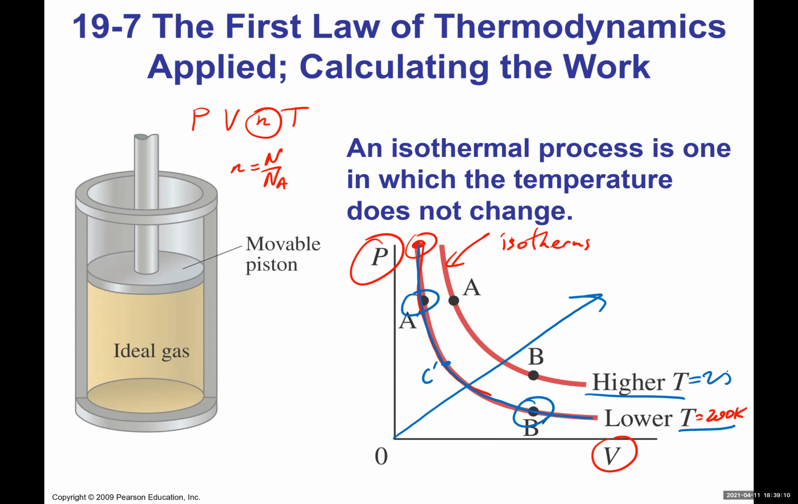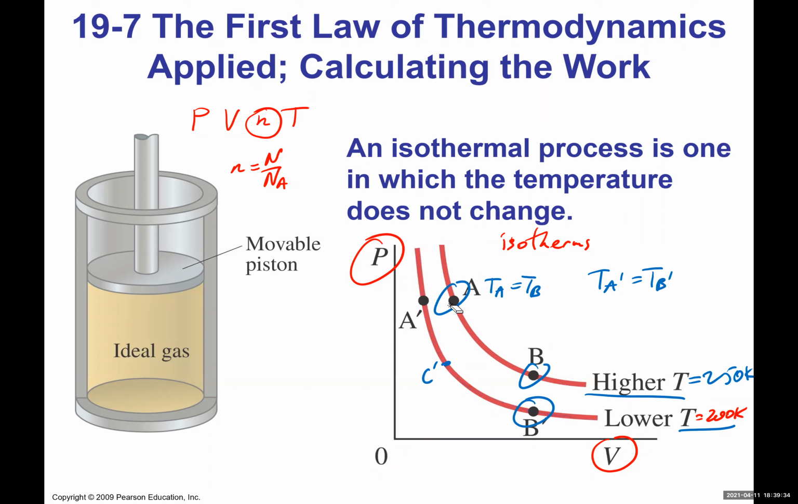I don't know, maybe like 250 Kelvin, which means that if my state is at point A, and I look at the state at point B, T_A equals T_B. That means the temperature at state A is the same as the temperature at state B because they're on the same isotherm. In the same way, the temperature at A prime is the same as the temperature at B prime. They're also on the same isotherm.